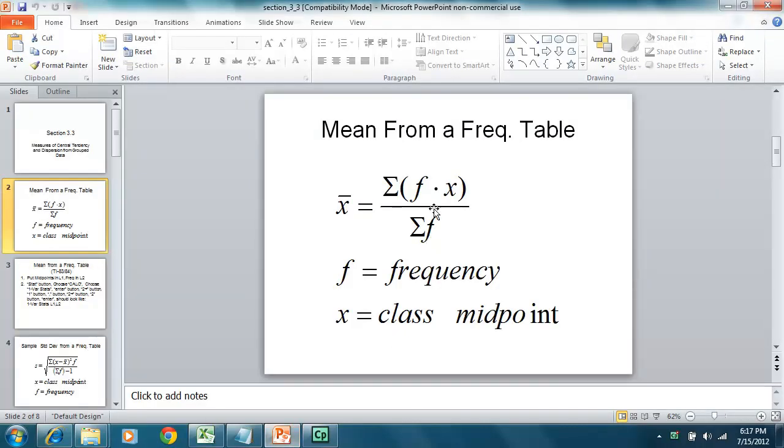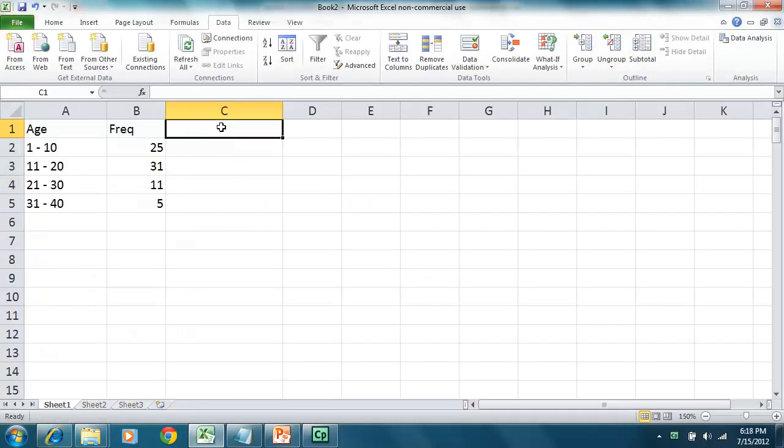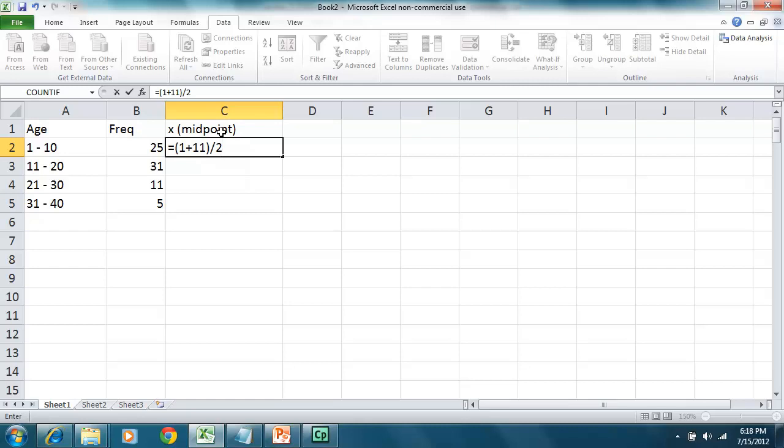Let's look at our formula. To find the mean, we have our f as our frequency, and x is our class midpoint. So I'm going to do x here, and that's going to be our midpoint. Now the book adds the lower class of the current line plus the lower class of the next one, divided by 2. Notice I put parentheses around them. I did equals, beginning parentheses, 1 plus 11, close parentheses, divided by 2. And then I'm going to do equals, beginning parentheses, 11 plus 21, close parentheses, divided by 2.